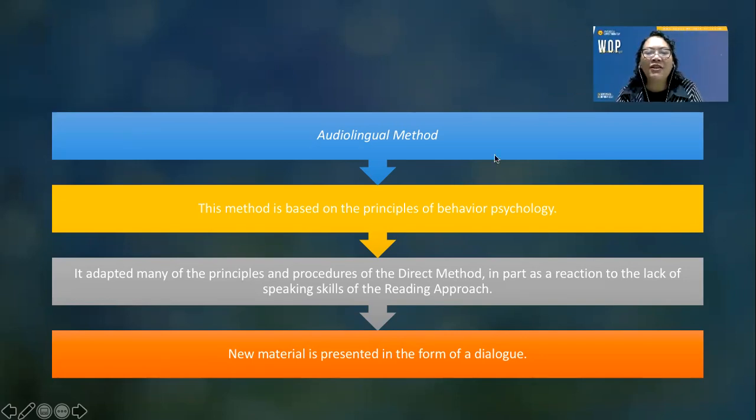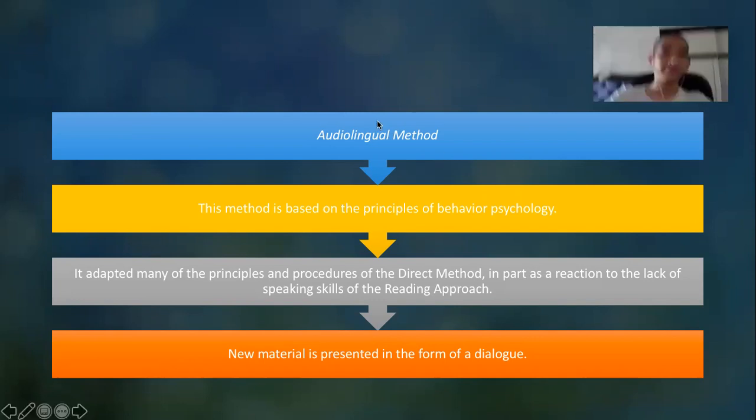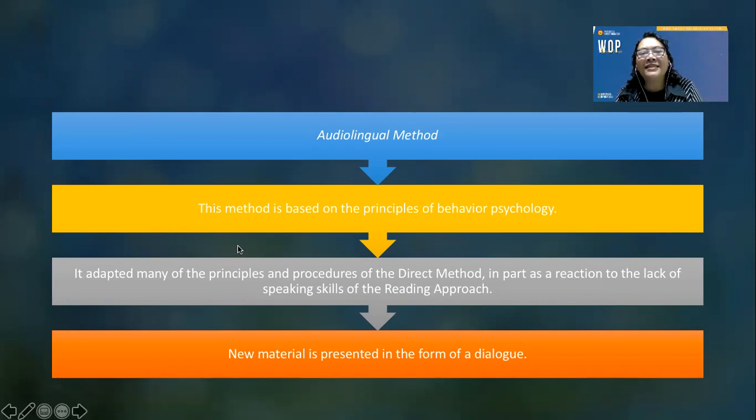I would like to know about the audiolingual method, but I said later on we'll have time to learn about it. So we are going to learn about this audiolingual method, and it is based on the principle of behavior psychology. They looked at how children, how people, learn the language. From the psychological side, they based it on behavior psychology, and it adapted many of the principles and procedures of the direct method, in part as a reaction to the lack of speaking skills of the reading approach.